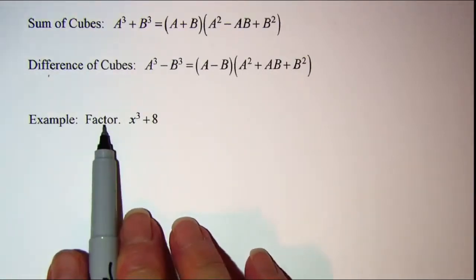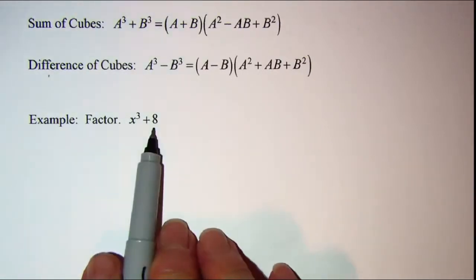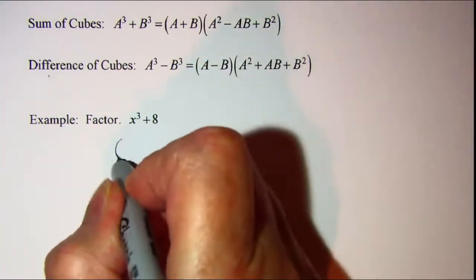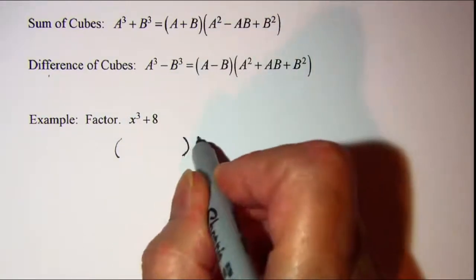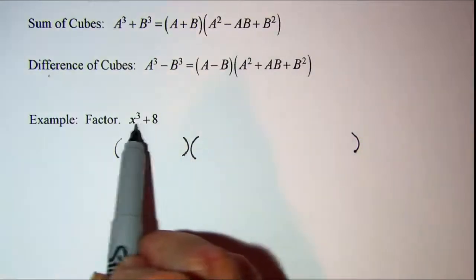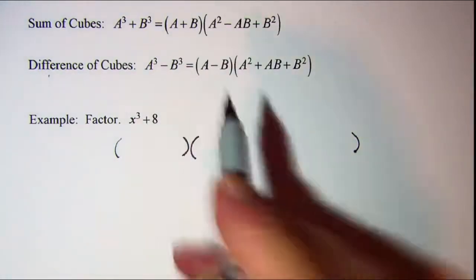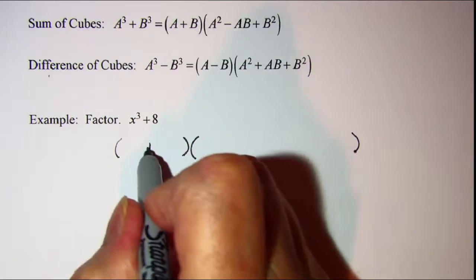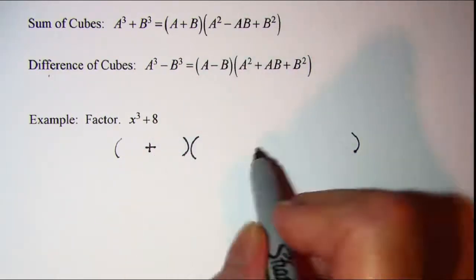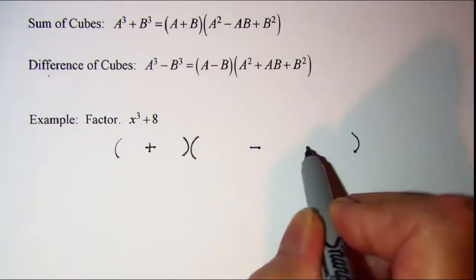Our first example, we're asked to factor x cubed plus 8. Now I know that 8 is a cube because 2 times 2 times 2 is 8. So I know that I'm going to have a binomial factor and then a long trinomial factor. This is the sum of cubes, so I know I'm going to have a plus here, and then since I'm allowed one minus sign, I'll have a minus here and a plus here.